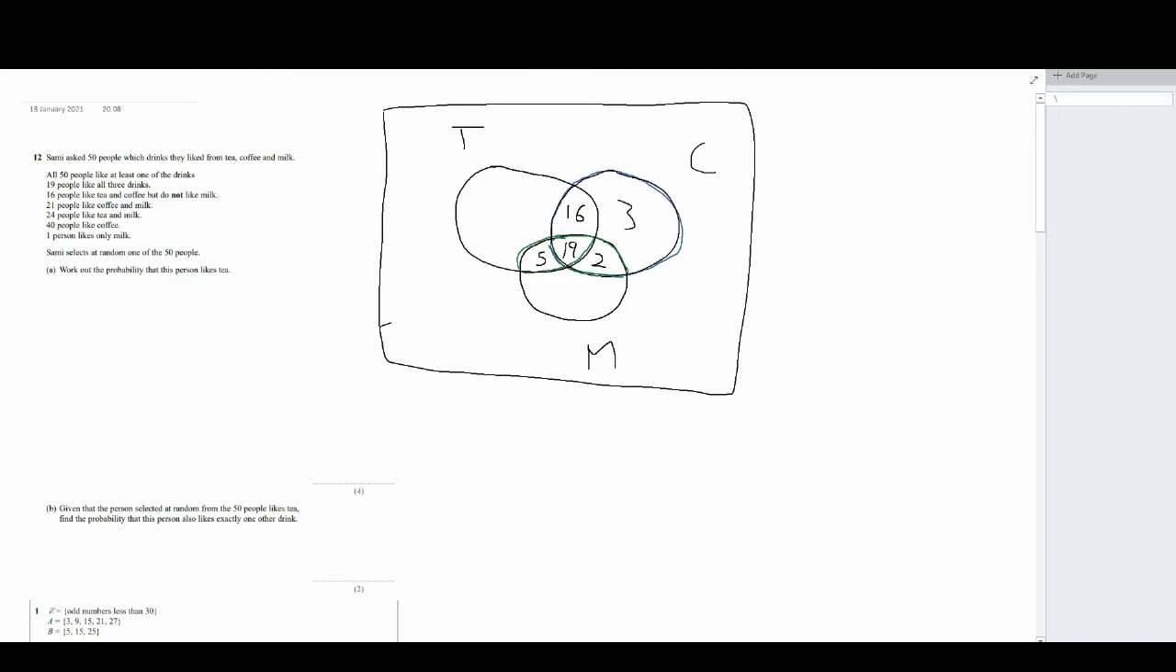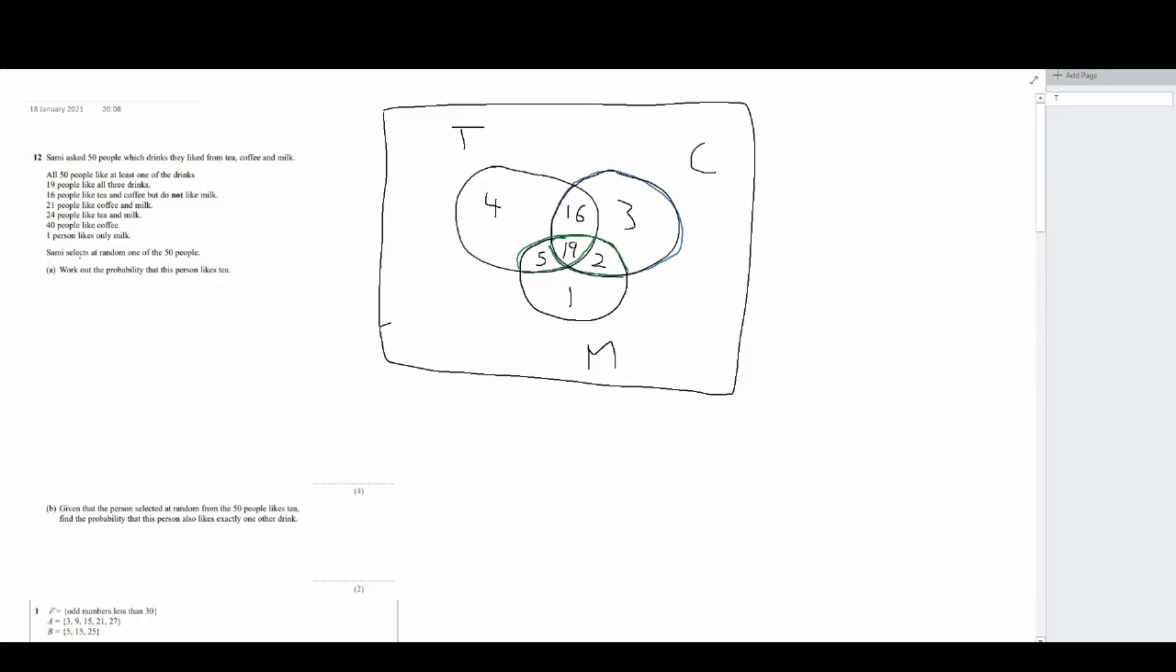And one person likes only milk. This is the only little section that says only milk. And we're told that Sammy selects at random one of these 50 people. So to complete this last little empty section, we can just do 50 minus whatever we've got here. So 50 minus 16 plus 3 plus 5 plus 19 plus 2 plus 1, and we get 4. So now all 50 people are represented in some way on this Venn diagram.